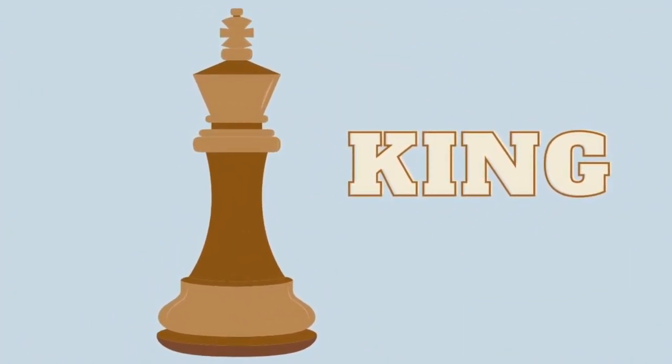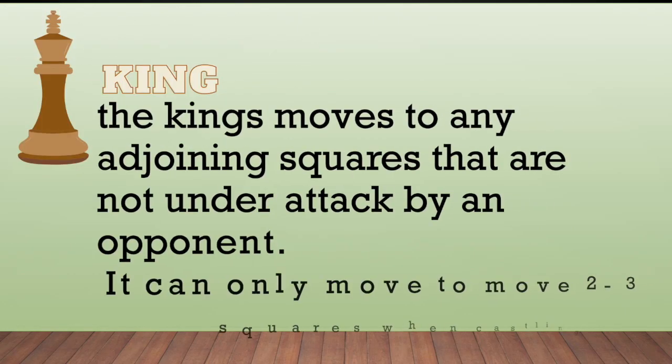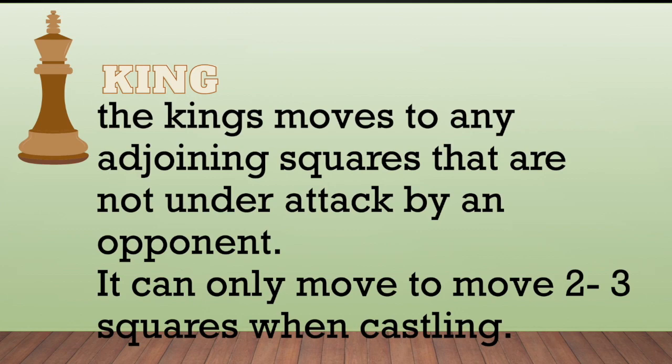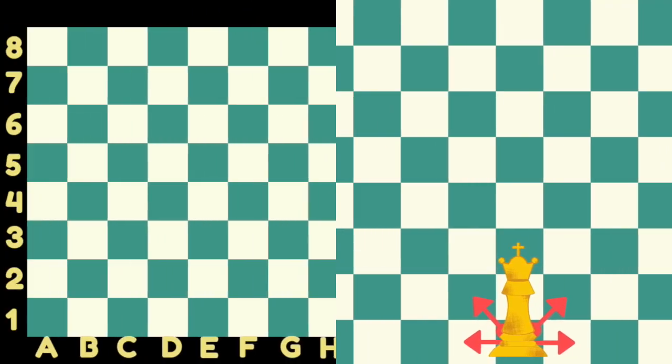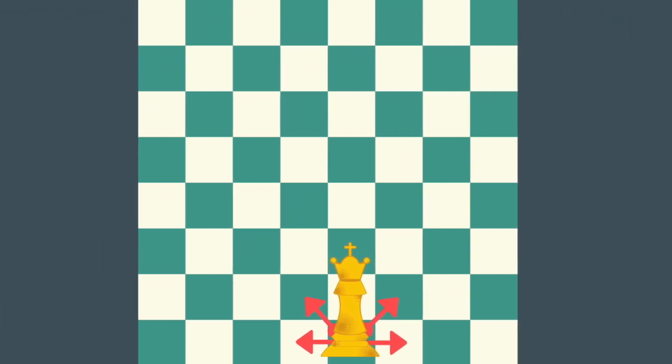Take a look closely at the features of a king. The king moves to any adjoining square that is not under attack by an opponent. It can only move two or three squares when castling. If we count from left, that's A, B, C, D, E. The king plays at file E. He can move forward, diagonally, or to the sides, either right or left. But remember, only if there is no blocking chess piece.